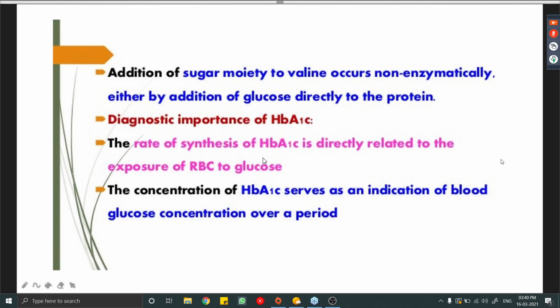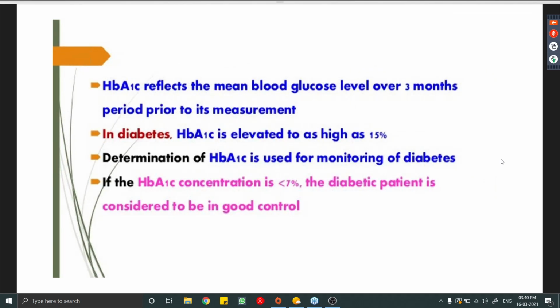So diagnostic importance is in the diagnosis of diabetes mellitus, because this is directly related. The rate of synthesis of HbA1c is directly related to the exposure of RBCs to glucose. So the concentration of HbA1c serves as an indication of blood glucose concentration over a period, because you know that the RBC's lifespan is 120 days. So it reflects a mean blood glucose level over the 3 months prior to its measurement. These levels may be elevated in diabetic patients up to 15%.